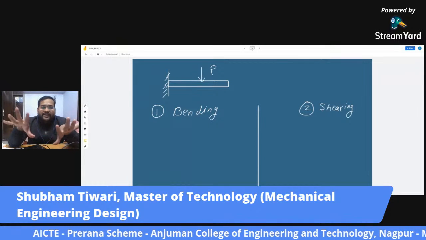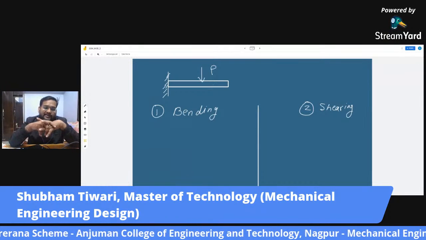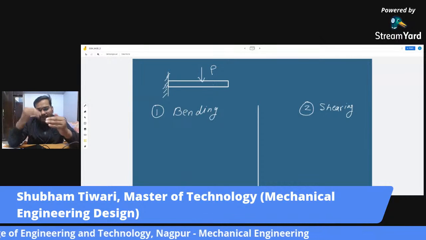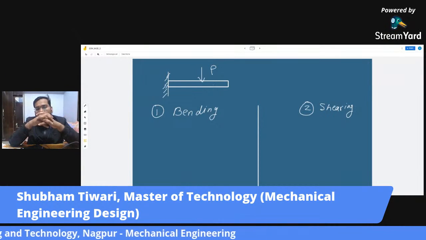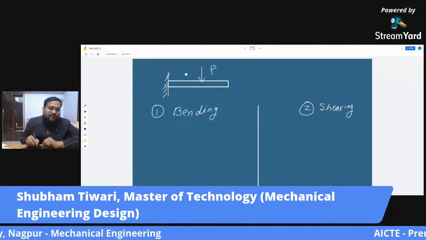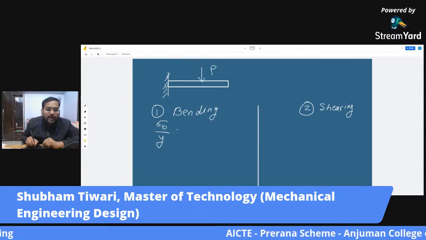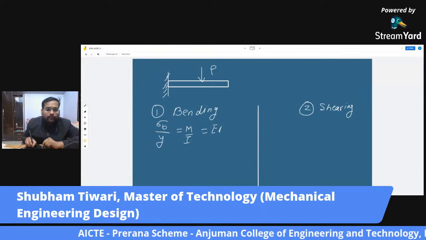So we have to save them from these two stresses. We have to make sure that these two stresses stay within the limit. So for this, we had this formula: sigma b by y equals M by I equals E by R.